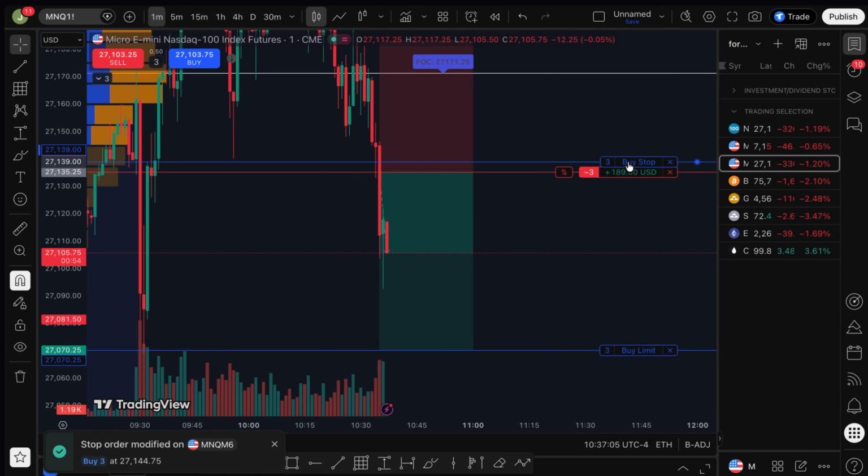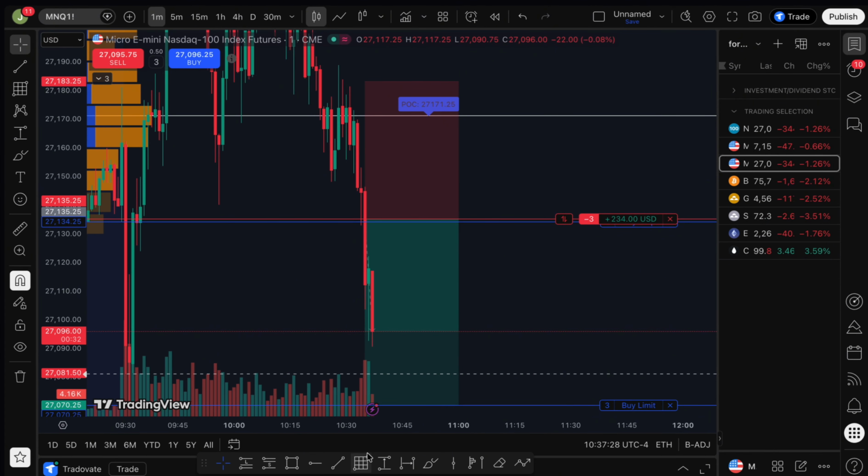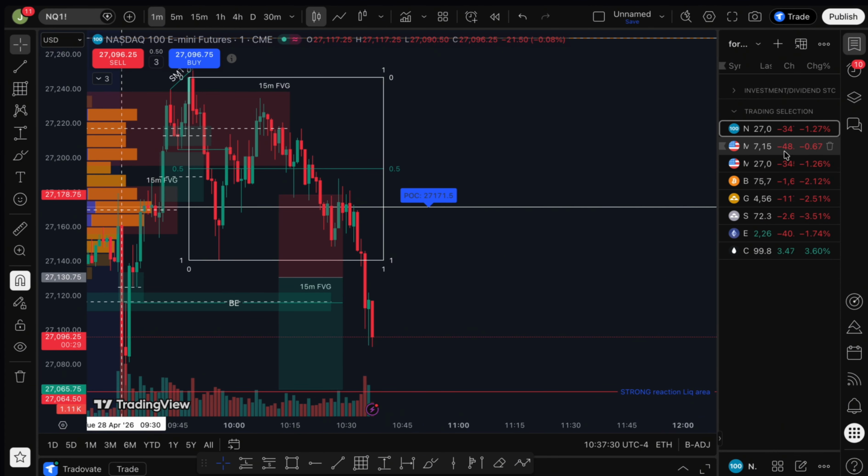Let's see what happens if it touches this low. I just want to see the reaction right there. Maybe look for a manual out on that low. But this is looking amazing. Break even was already hit off the rip.